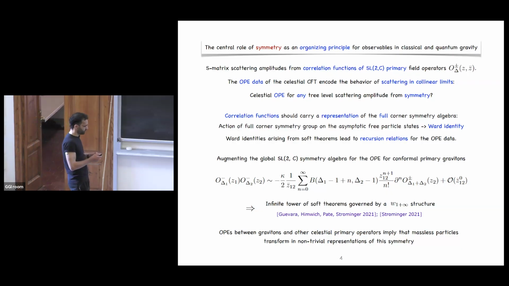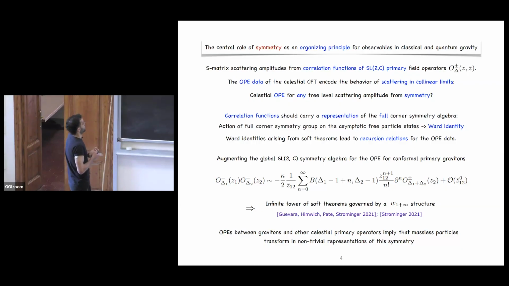So this correspondence between null directions and points on the sphere allows us to import results from the momentum basis, in particular the universal behavior of the collinear limits of the amplitudes, into the OPE. And then the goal, the dream in a sense, would be to find a celestial OPE for any tree-level scattering amplitude using symmetries. Now, how would this work?